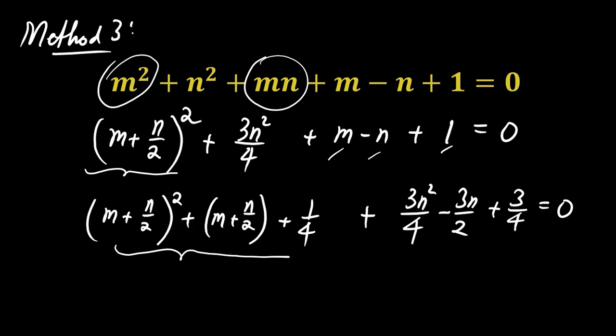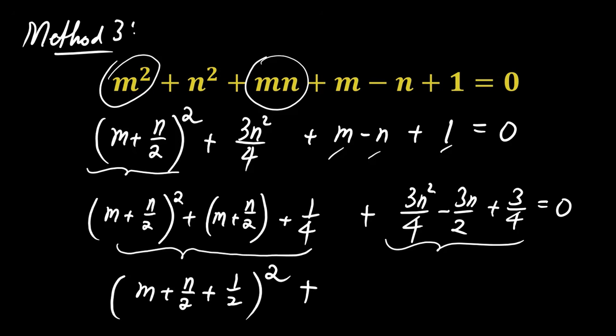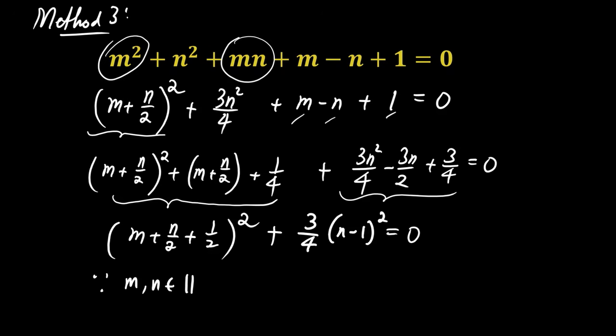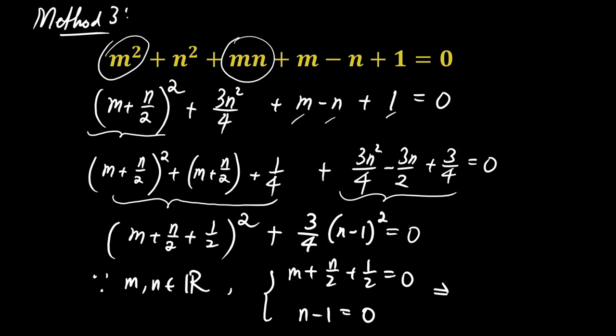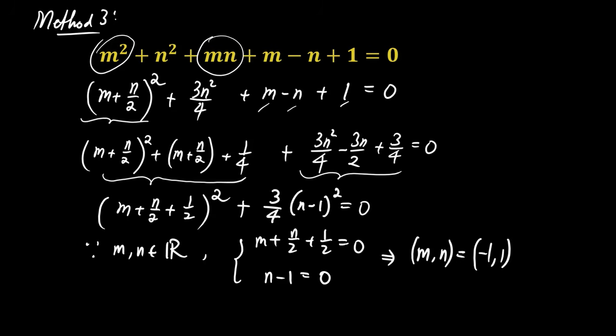The reason for writing this is to further complete the square: (m plus n over 2 plus a half) squared. And we see that this is plus 3 over 4 times (n minus 1) squared, and this equals 0. Similarly, since m and n are real, it implies that m plus n over 2 plus half has to be equal to 0, and n minus 1 has to be equal to 0. This further means that m and n have to be negative 1 and 1. Finally, the value of 1 over m plus 1 over n equals 0. So that's the end of method 3.